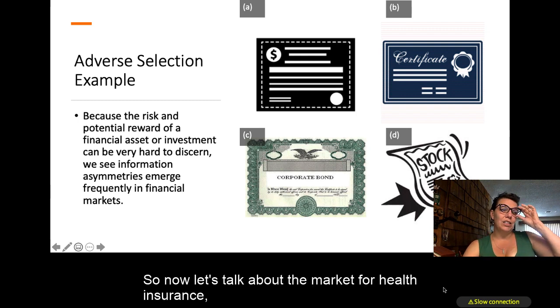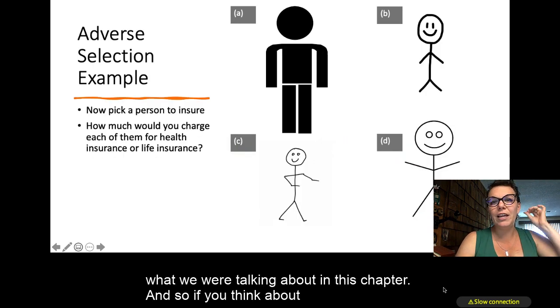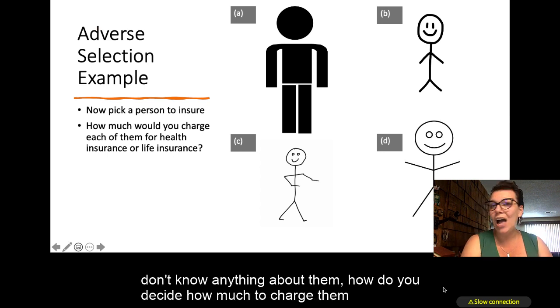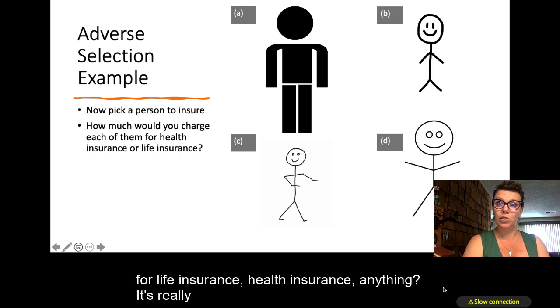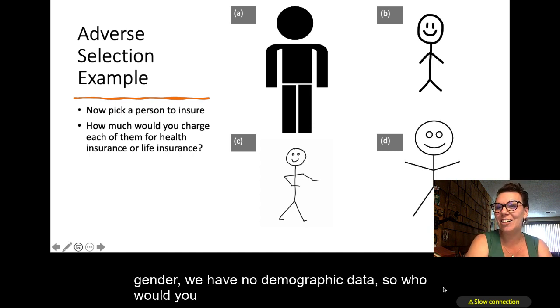Now let's talk about the market for health insurance, which is what we were talking about in this chapter. If you think about the market for health insurance, now I've got four people. If you don't know anything about them, how do you decide how much to charge them for life insurance, health insurance, or anything? It's really hard. These are just four stick figures. We can't even tell gender. We have no demographic data.